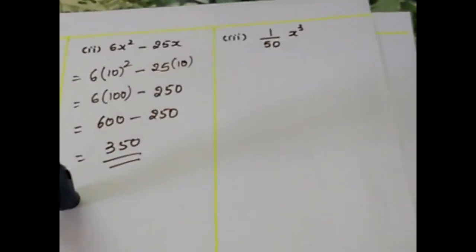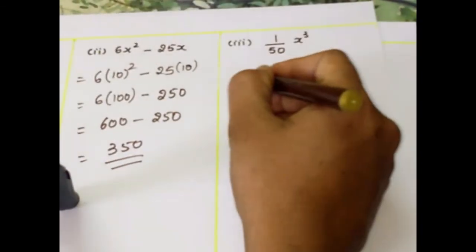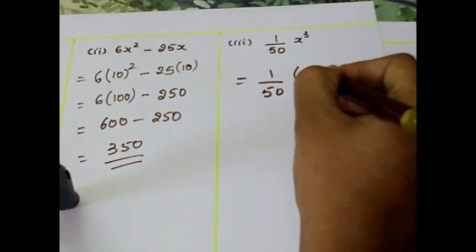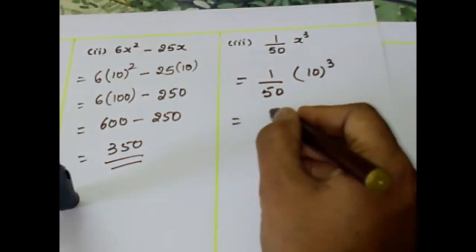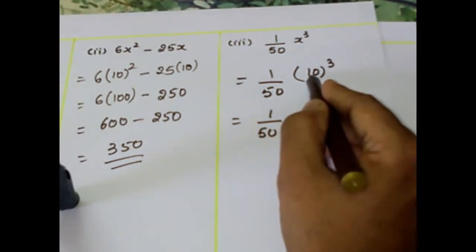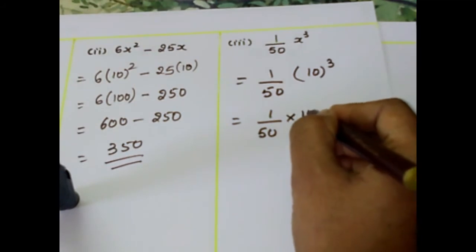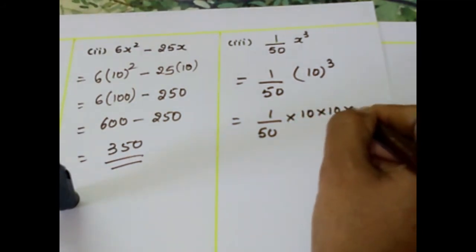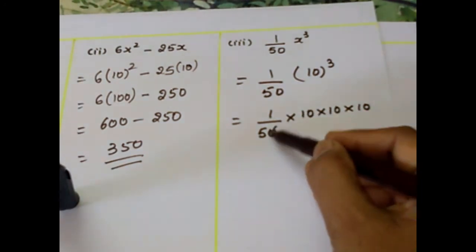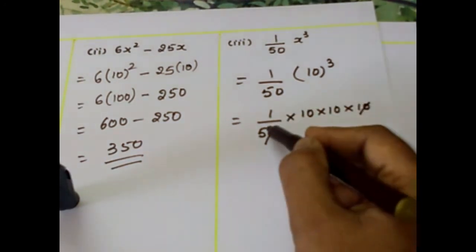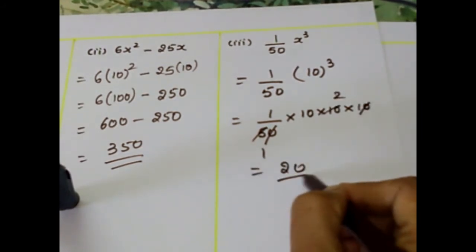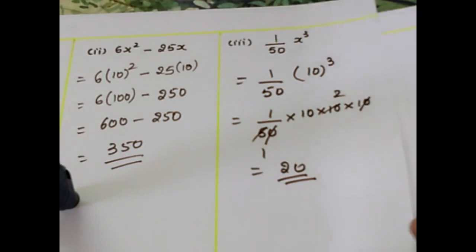Next, 1 by 50 into x cubed. 1 by 50 into, in the place of x, let me write the cube. So when the power value is becoming greater and the base is greater, better we expand it, open it, so that it will be very easy to simplify. See, 0, 0 cancel, 5 ones are 5, 5 twos are 10. So the value is 10 twos are 20.